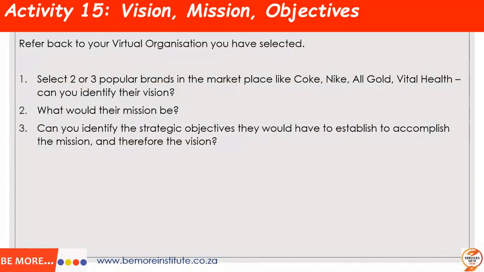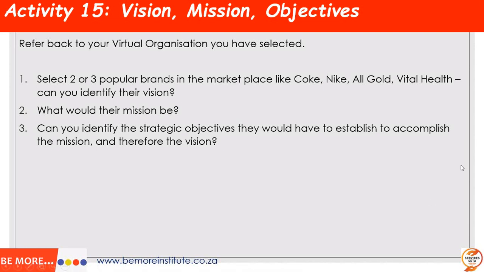Or if you were in Coca-Cola, what do you think? Or we look at Coca-Cola, we look at Nike, we look at All Gold. All Gold is a brand under Tiger Brands, and then you also have Vital Health. So someone can give me whatever they think. You can speak about Nike, you can speak about Coke, you can speak about All Gold. What do you think are the visions for these various companies? And having watched what they're doing, what do you think their mission is?